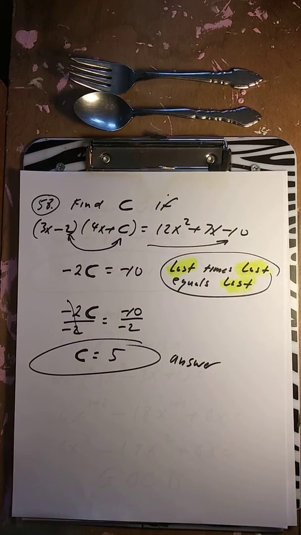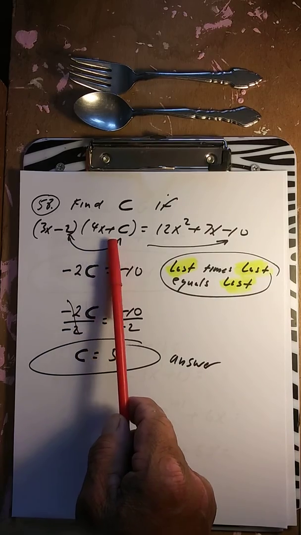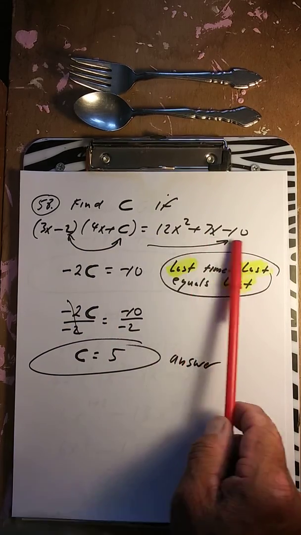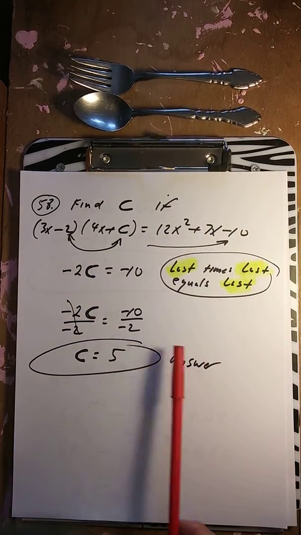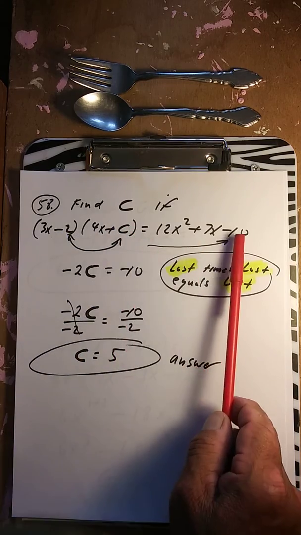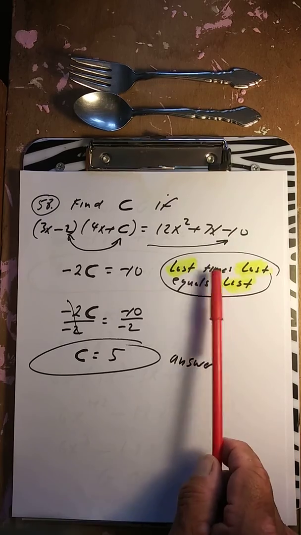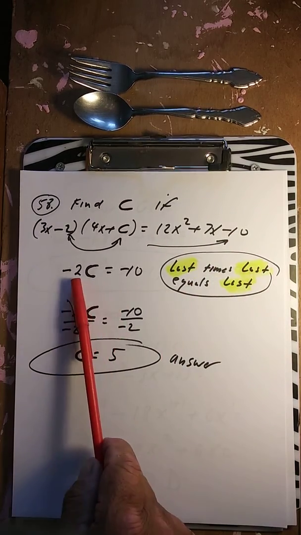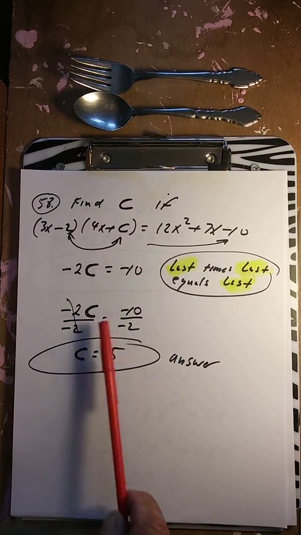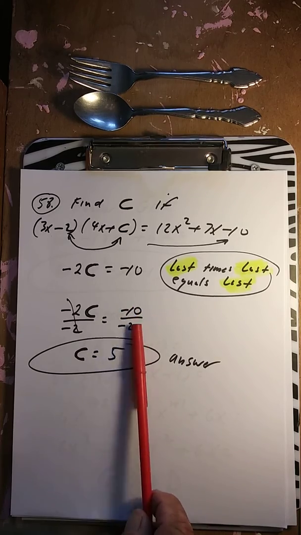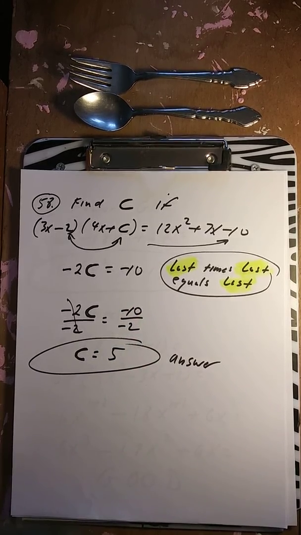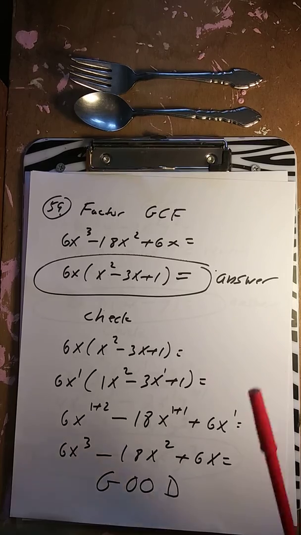Find letter C if 3x minus 2 times 4x plus c equals this, 12x squared plus 7x minus 10. Well, we know that the last times the last is always going to give you the last. So the negative 2 times the c is going to be the last one, negative 10. Last times last equals the last. So negative 2c equals negative 10. Divide by negative 2, divide by negative 2. So negative by negative is a positive. So c equals 5.